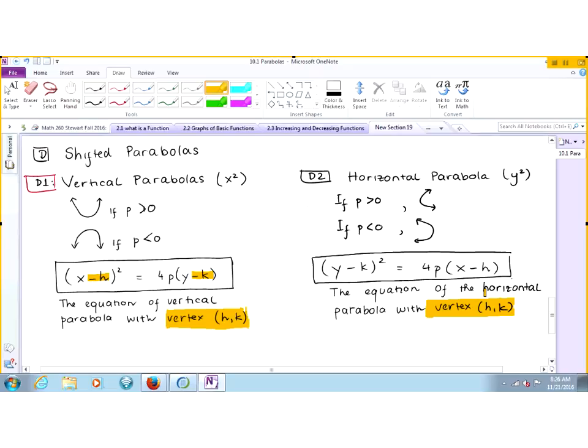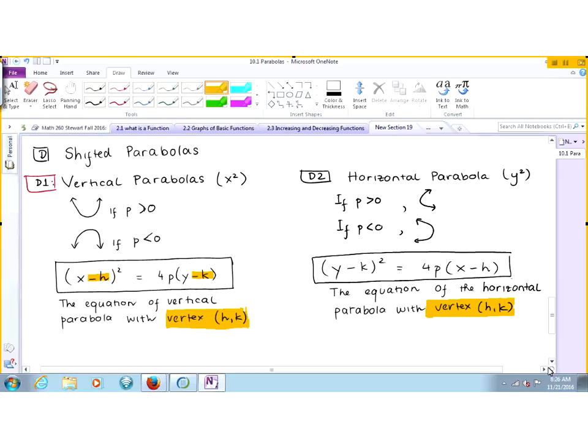Yes? Okay. So let's do an example. The book will tell you this is 4p plus h or p minus h, so there is some formula, something like 4p plus k. You don't have to memorize anything. What you need to memorize is horizontal, y squared. Vertical is x squared. That's it. And then 4py or 4px.